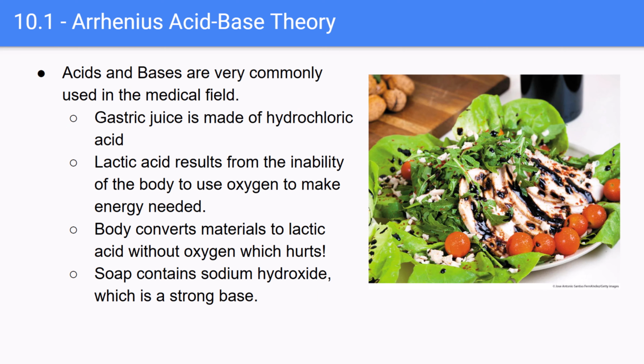So first thing we're going to do is just simply define some acids and bases, and you're probably quite familiar with acids and bases in your everyday life. You may have just not realized that the substances that you're looking at are acids and bases. They're very commonly used in the medical field. So for example, gastric juice is made up of hydrochloric acid. That is the juices that are inside your stomach that help you break down foods and break down macromolecules into smaller substances that the body can absorb and then use for cellular functions and whatnot.